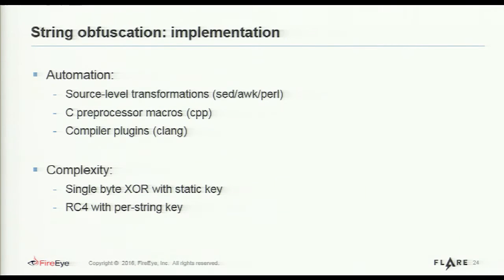for example, using Clang. And from a complexity standpoint, it can range from just a simple XOR, or you could have RC4 encryption for every string with a different key. So this is just to give you an idea. There are a million ways to do this, and it's very hard for an analyst to analyze everything over and over again.